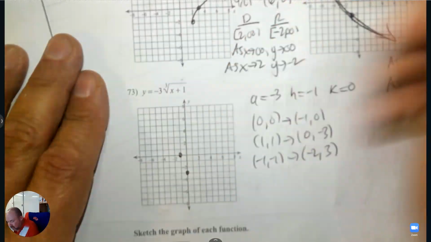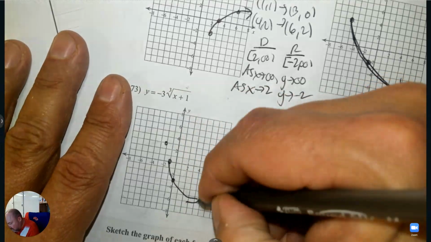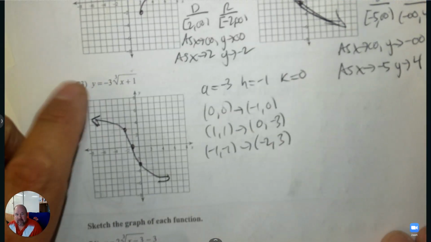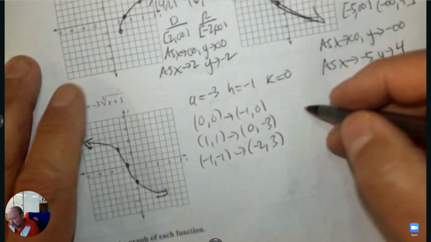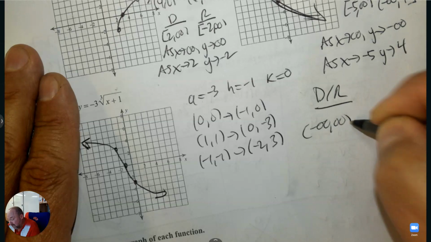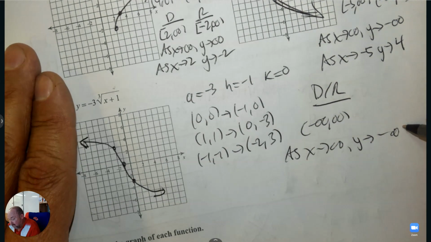So -1, 0, 0, -3. And then -2 and 3. And it's going to look curved this way, and it's going to curve that way. And you have it. Because a is negative, the S has been flipped. The domain and the range are all real numbers. And then the end behavior, the right end goes down, and the left end goes up.